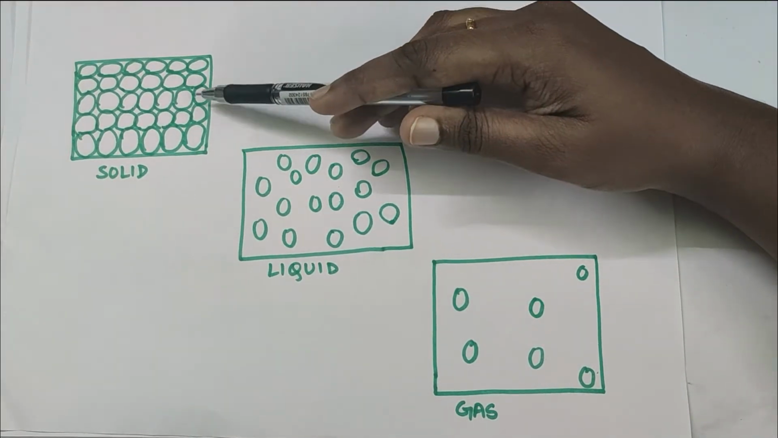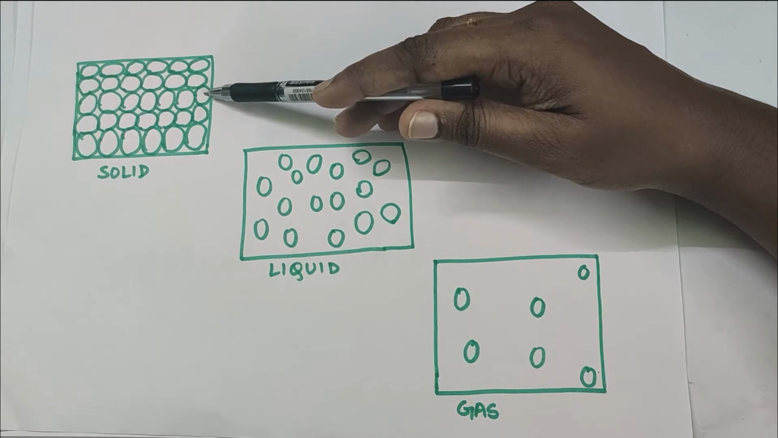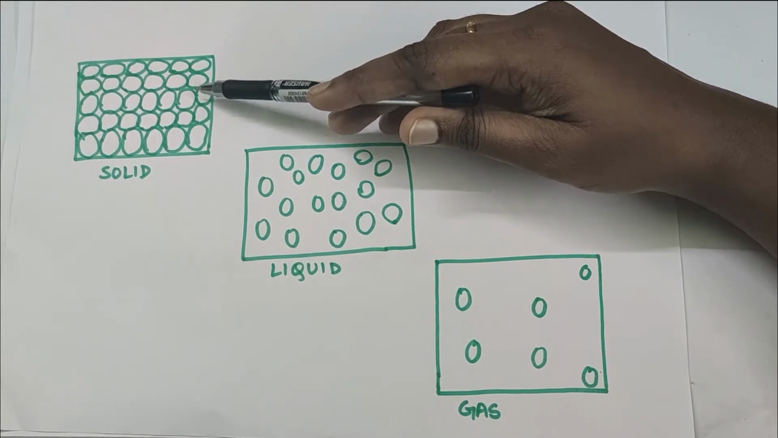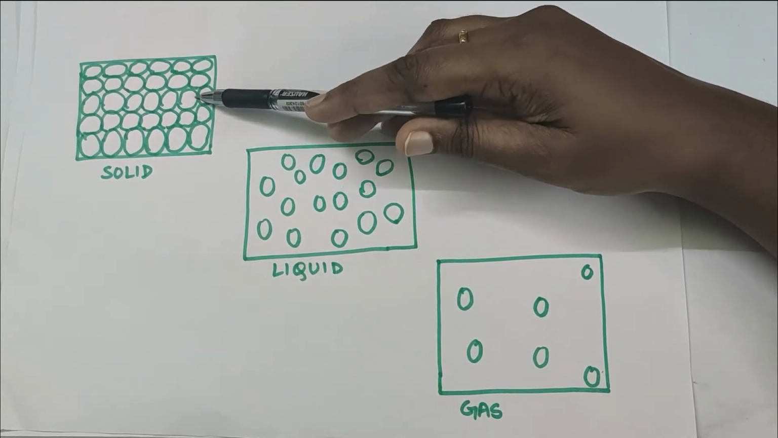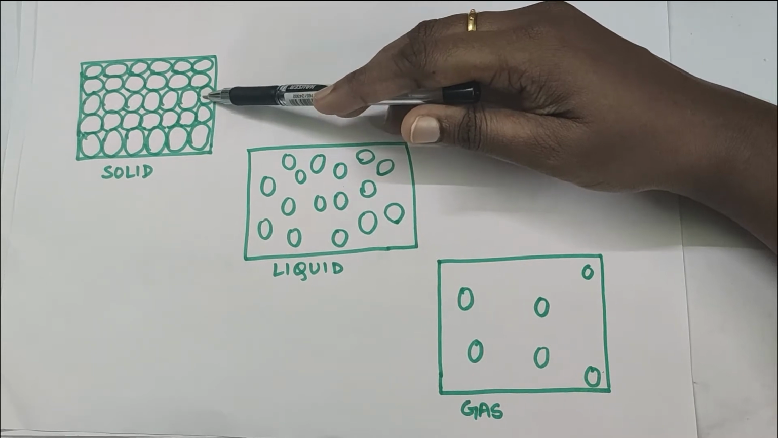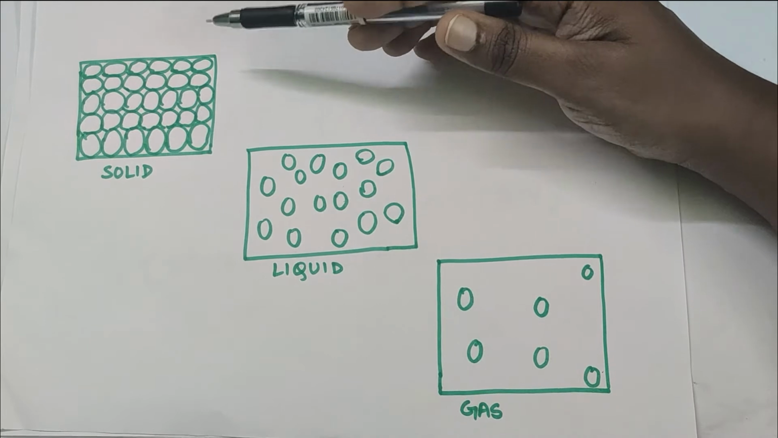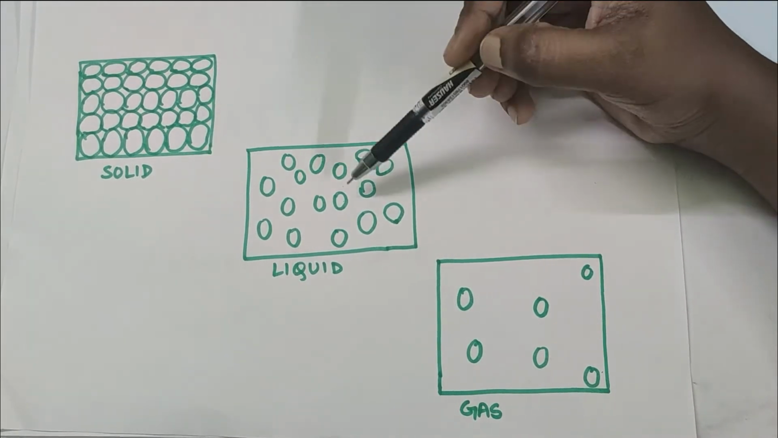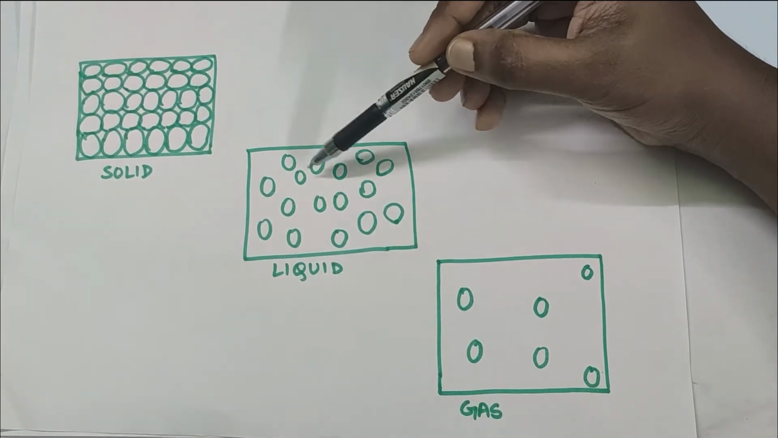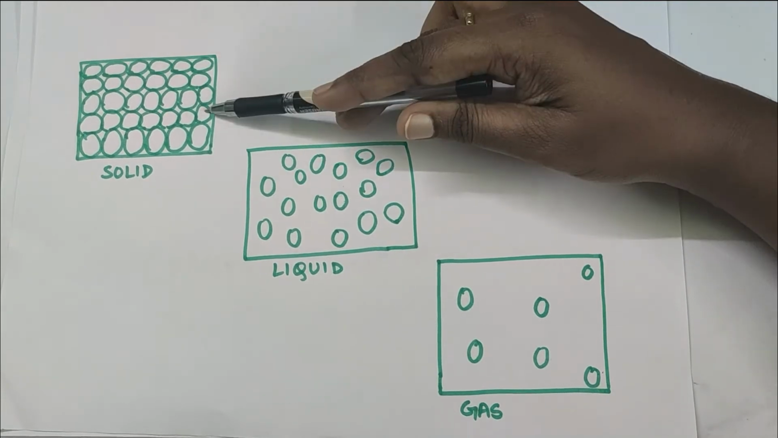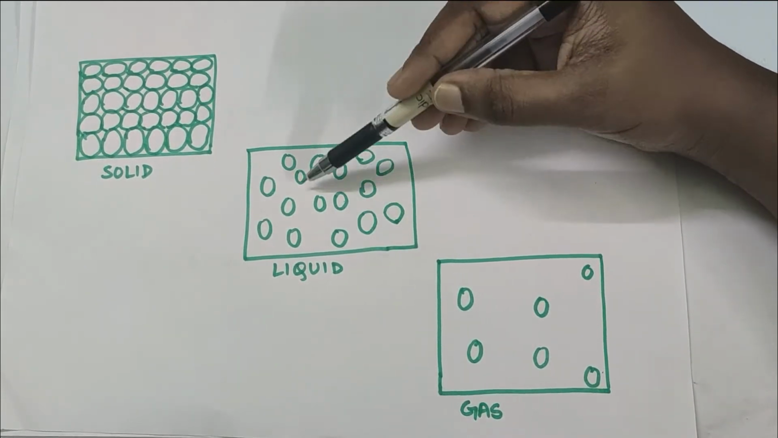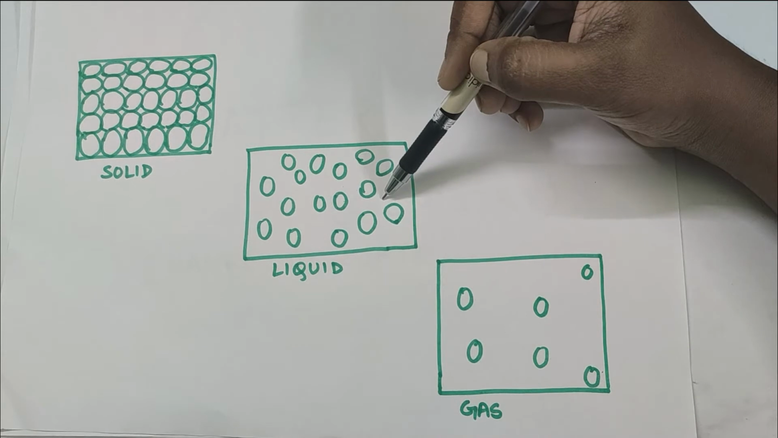In the solid, the interparticle space is very less and they are strongly attracted to each other. That is why they are in the particular shape of a solid. In the liquid, the interparticle space is more than the solid, and so they are free to move about and take the shape of any container in which we put them.